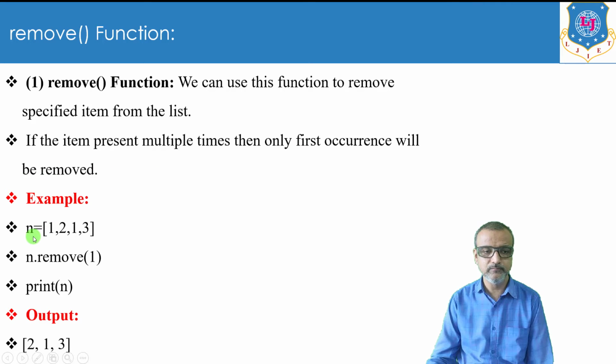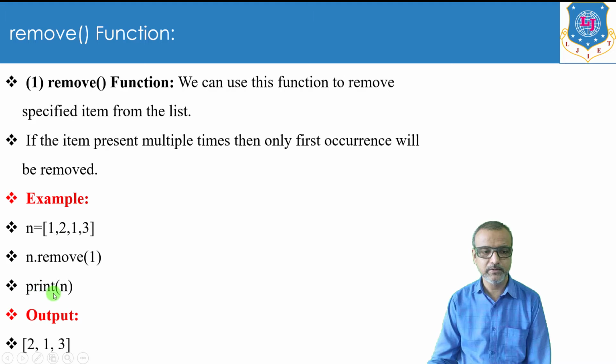For example, in the variable n, we have taken these entries, that is 1, 2, 1 and 3. Here 1 is 2 times. If we write down n dot remove of 1, it will remove the first occurrence of this number 1, that is present at index 0. So this one will be removed.